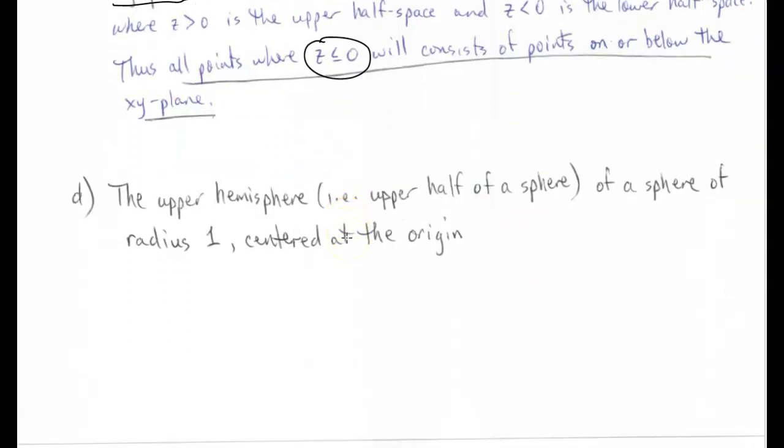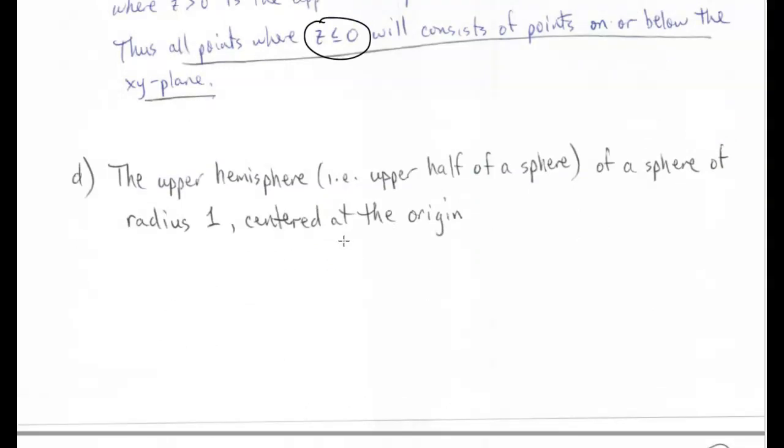All right. So for example D here, we want to consider the upper hemisphere or the upper half of a sphere of radius 1 and have it be centered at the origin. Okay. Well, for starters, we already know that if we wanted to have a sphere that had a radius of 1 and centered at the origin, it would look like this. Okay, we already know that. Now, if we wanted the upper hemisphere or the upper half of the sphere, then of course we'll just be looking at the top half of that.